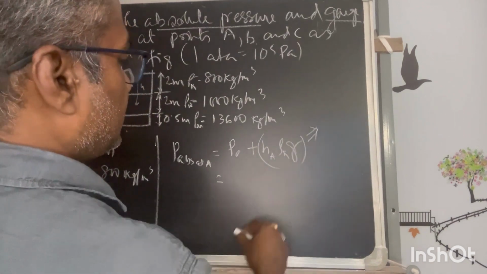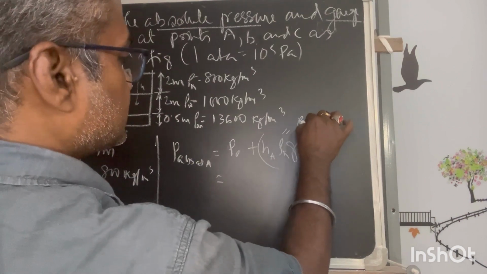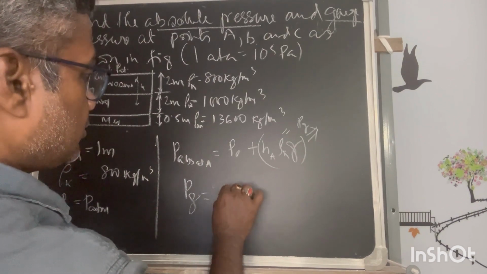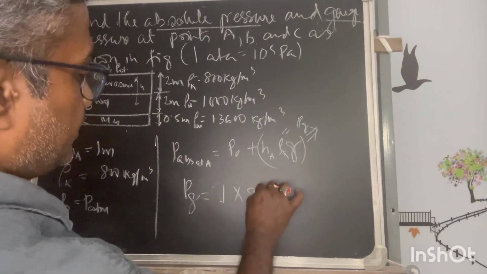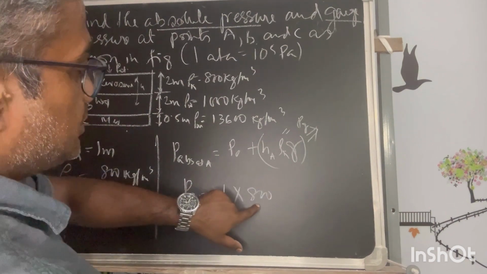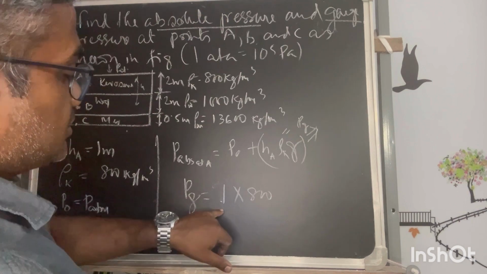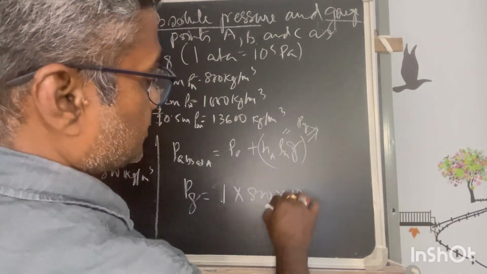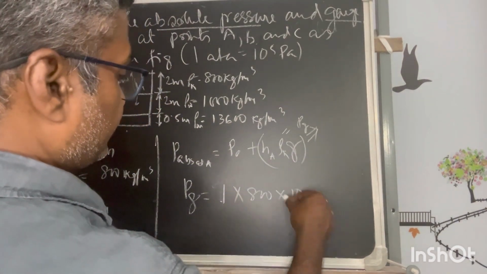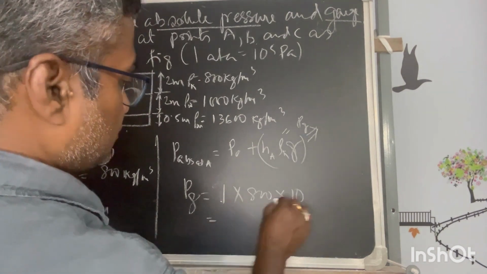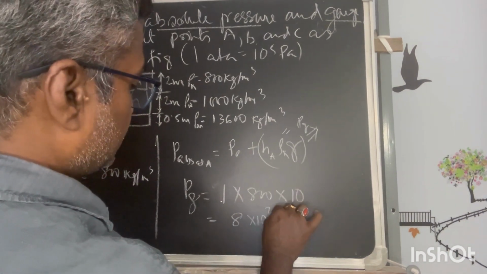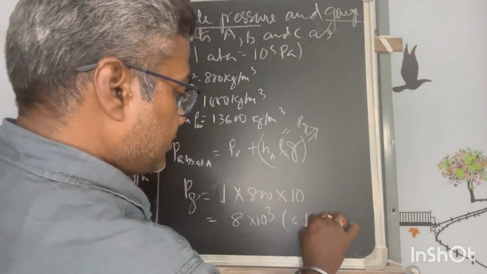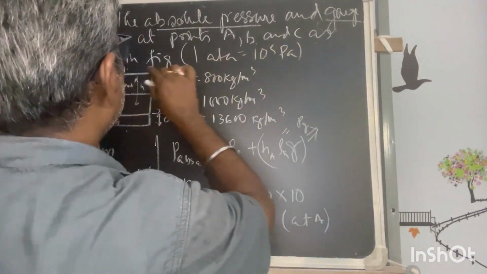Now if I calculate differently, the gauge pressure P gauge is equal to H, that means 1, into rho of kerosene, 800. 1 is in meter, so I need not change this density unit. This is meter, this is SI unit, this is also an SI unit. In this case g we will round off to 10 for our calculation purpose. So this is nothing but 8 into 10 to the power 3. This is the gauge pressure at A. So that is one part of the answer for A done.